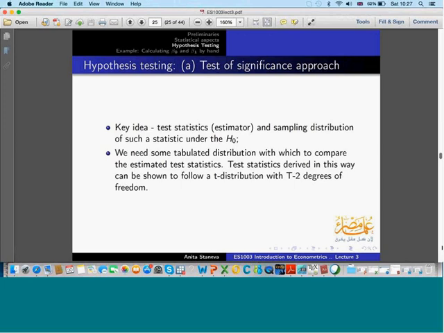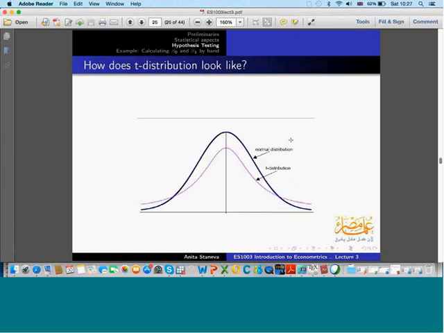The test statistic derived in this way can be shown to follow the t-distribution, which looks like this, with n minus 2 degrees of freedom. The t distribution is a probability distribution that is used to estimate population parameters, and it approaches a normal distribution as long as the sample size is sufficiently large. This is just to show you how the t distribution looks.